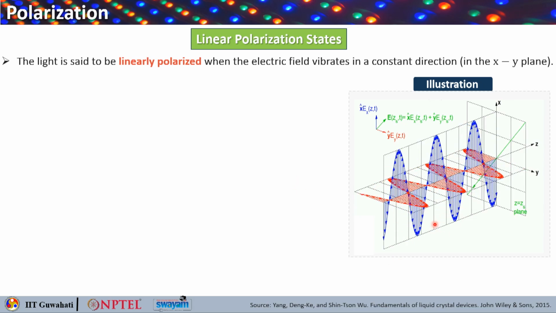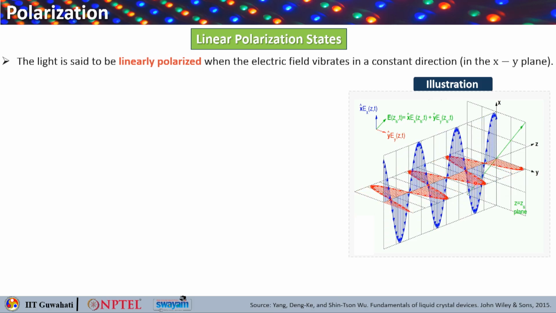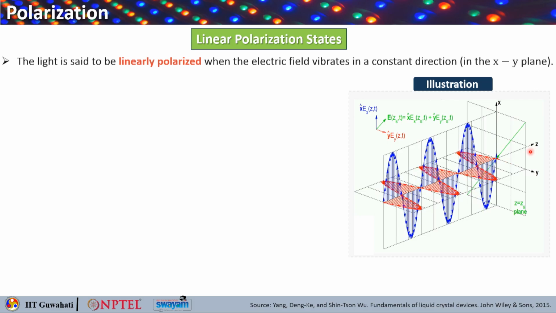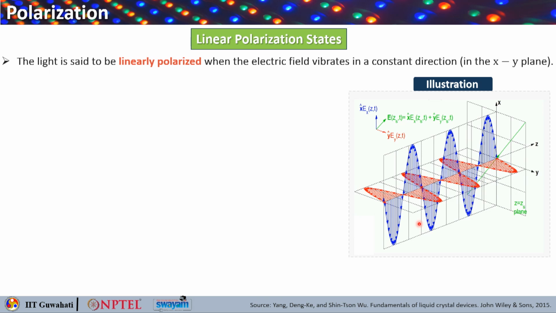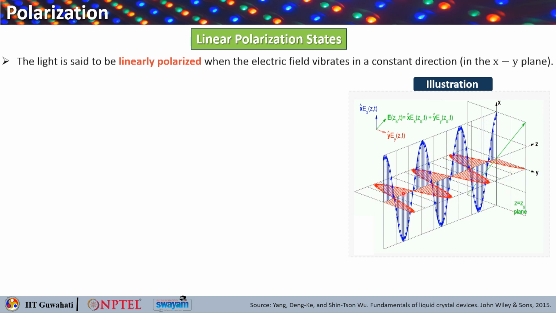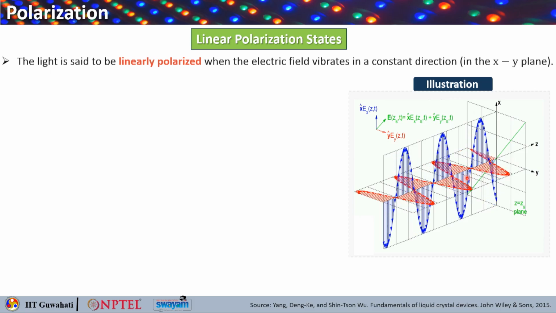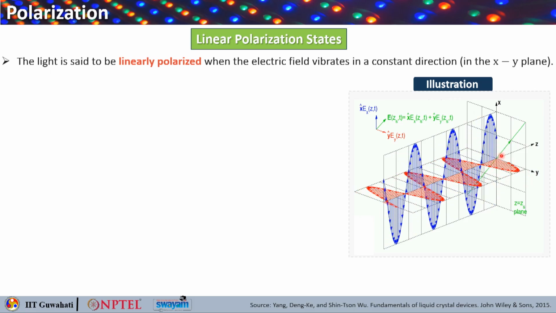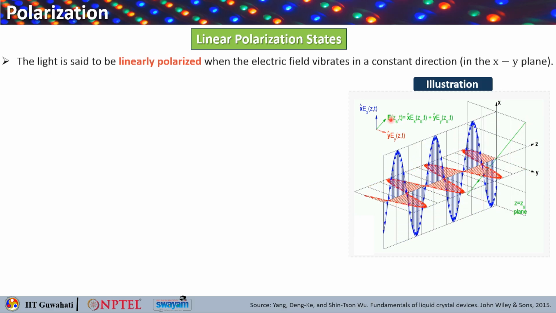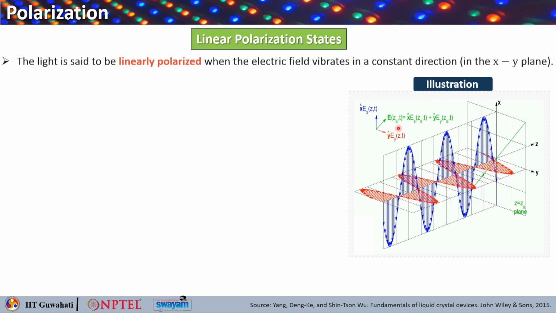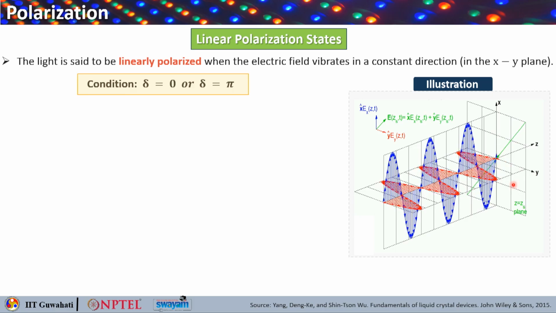So, this is a beautiful illustration of a light that is linearly polarized and propagating along z direction. What you see here, the blue one shows the electric field vibration along the x-axis, and the red one shows the vibration of the electric field along the y-axis. You can see the resultant electric field vector basically depends on these two, just by doing the vector summation. So, it will be somewhere along this xy plane.